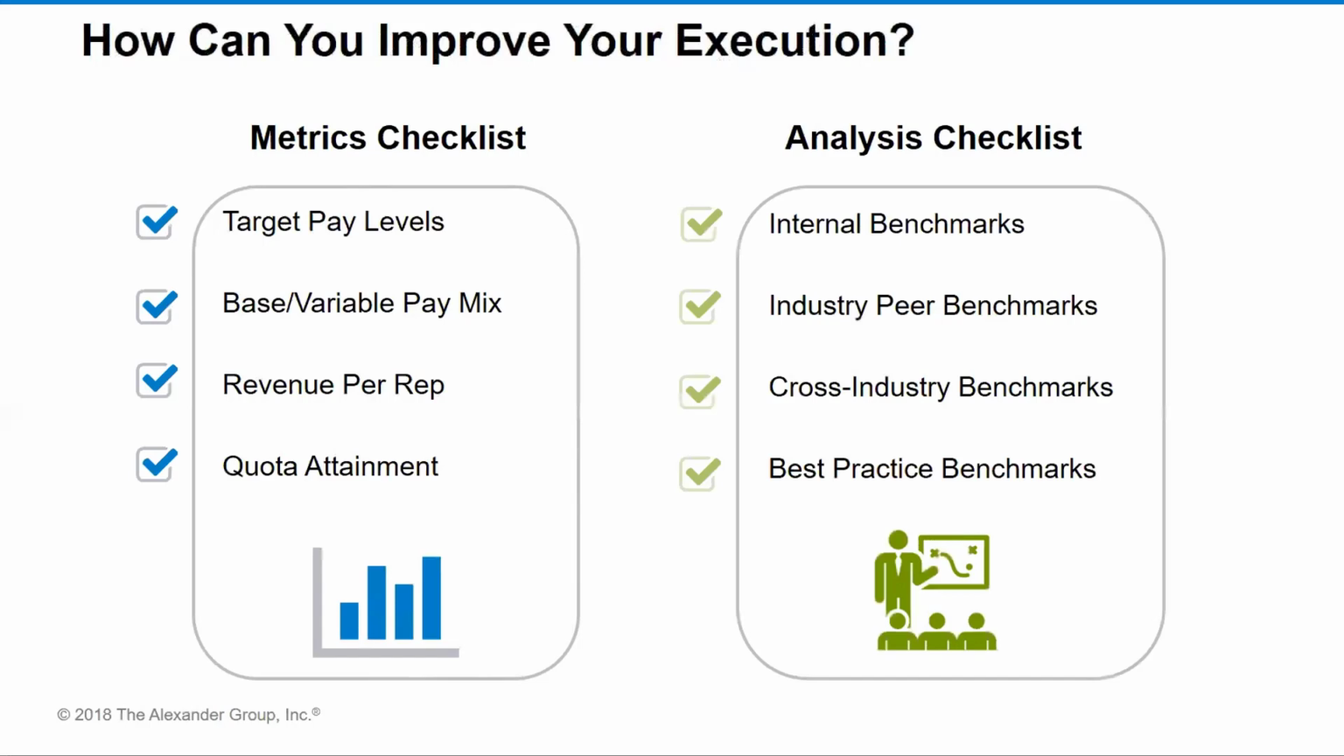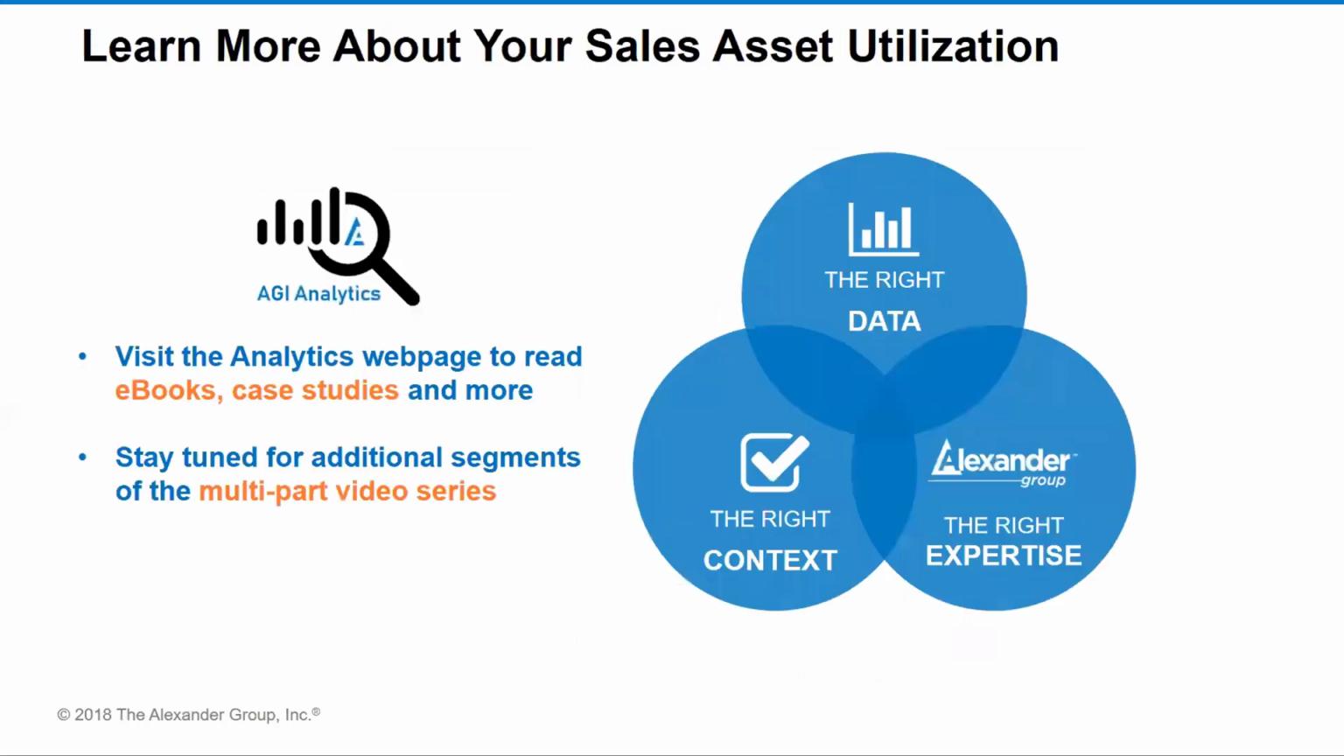Some other analyses that you can perform are looking at your rationalization across roles, so understanding how different roles are performing based on their sales incentive plan. Looking at peer benchmarks, so looking at the peers within your particular industry. Looking at cross-industry benchmarks, so looking outside of your industry, and of course, looking at best practice.